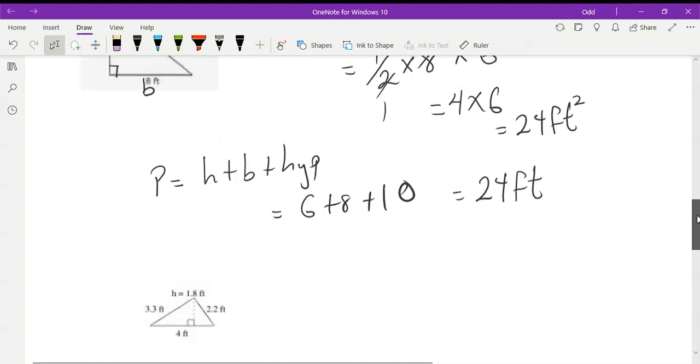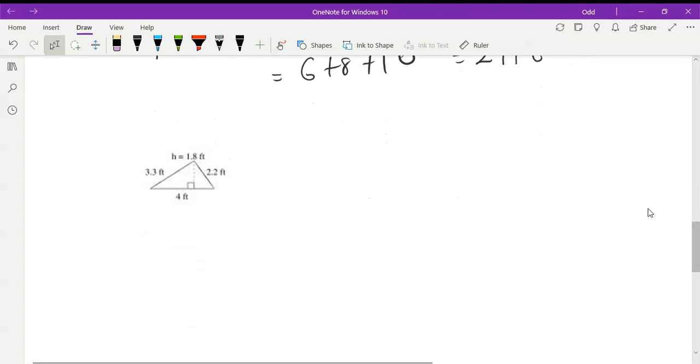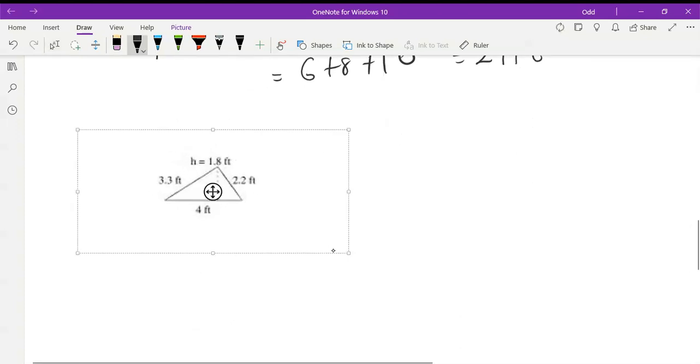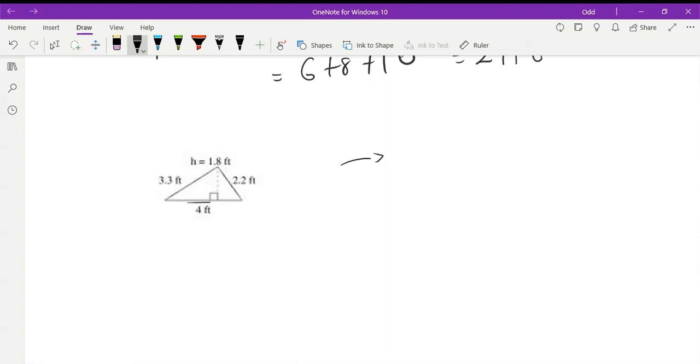Then let's go on. Let's try this one. Let me increase it a bit. We just bring out the parameters again. From here, what is our base? Our base is 4 feet.